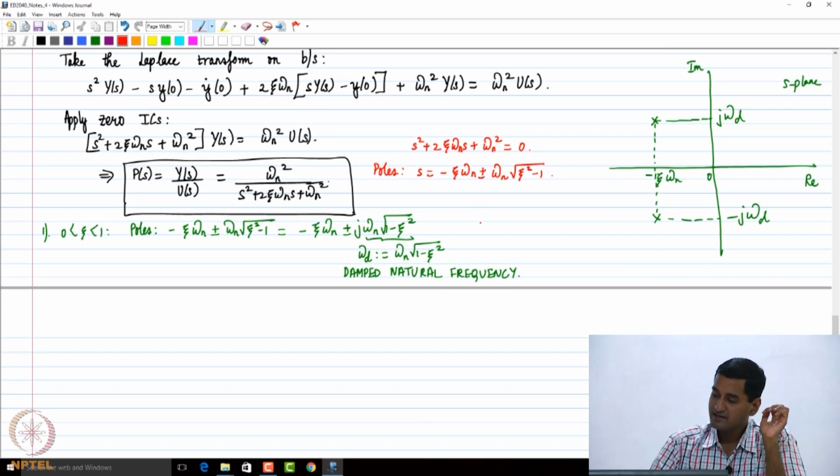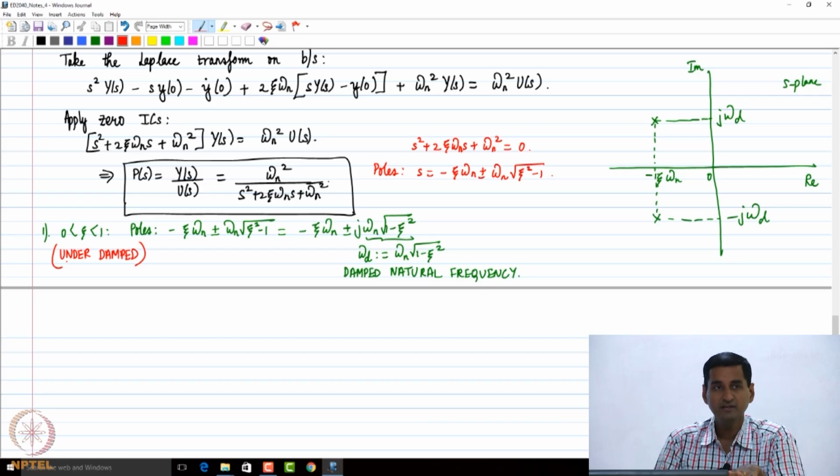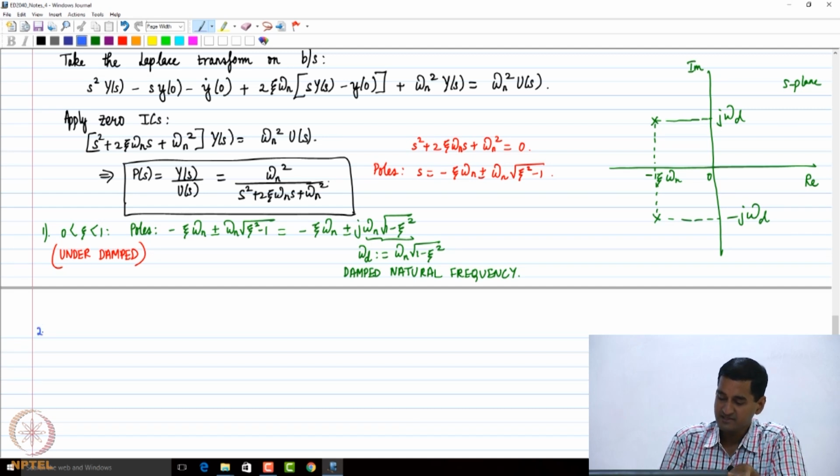And this case where we have zeta less than 1 is what is called an underdamped second order system. So a second order system is said to be underdamped if the damping ratio is less than 1. So that's the implication here. Now that's for the first case.